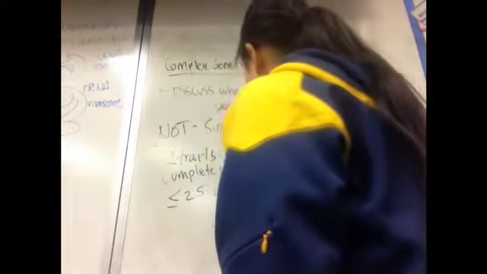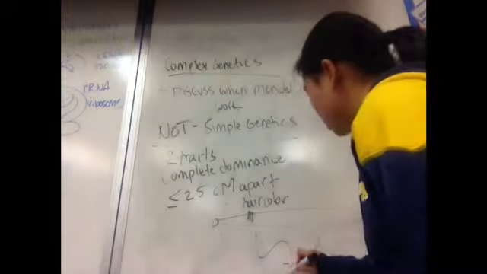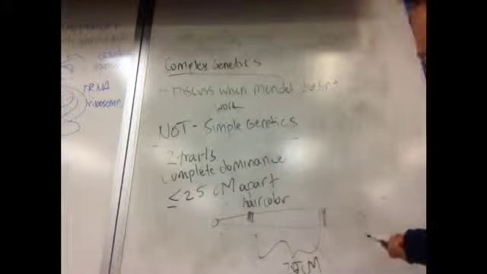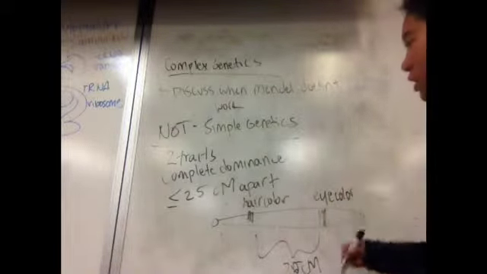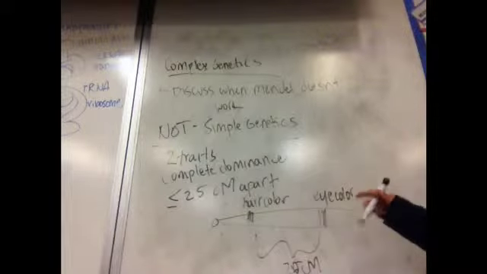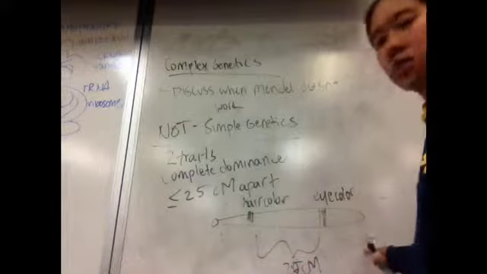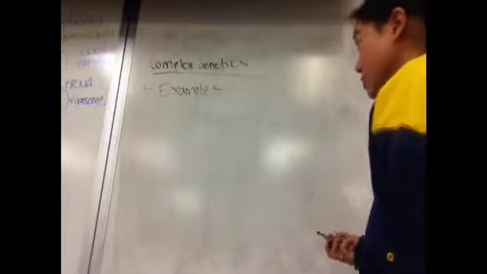So if you have, for example, hair color, it would be at least 25 centimorgans away from the eye color. And those would be genes that are unlinked. So these are simple genetics. There's two traits. There's complete dominance. There's no blending, none of that stuff, and they're at least 25 centimorgans apart. So complex genetics, what are some examples?